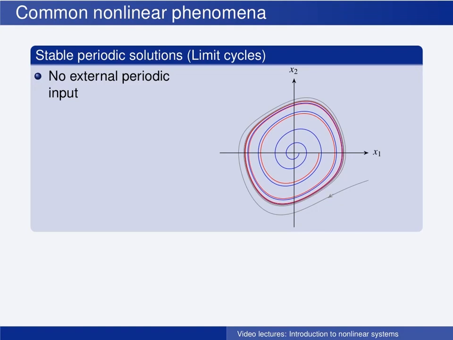Another phenomenon that you may observe in nonlinear systems, which you do not have in linear systems, is that of a stable periodic solution. These solutions are called limit cycles. We can create oscillations in linear systems as well. You know from linear systems theory that if you perturb a linear system by a sinusoidal input, then the system output will oscillate.